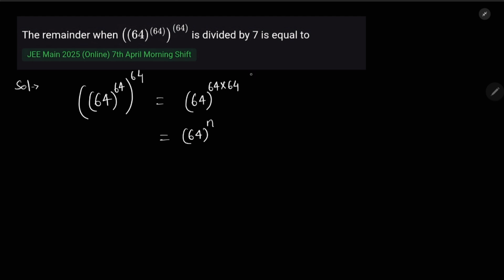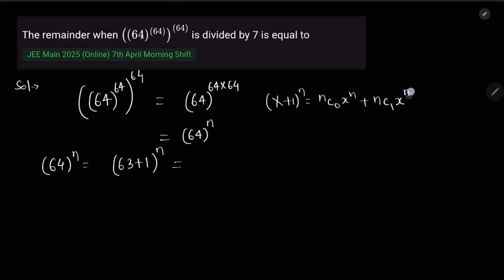Okay. So what we will do is write 64 to the power n in the form of (63 plus 1) to the whole power n. Why am I writing 63 plus 1 only? Because near to 64, 63 is divisible by 7. So with the basic expansion, we know that (x plus 1) to the whole power n is nC0 x to the power n plus nC1 x to the power n minus 1 plus dot dot dot plus nCn.